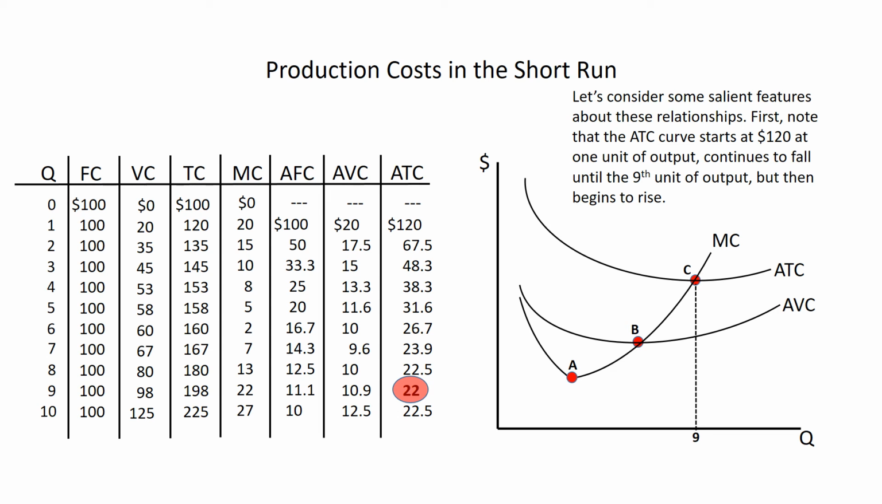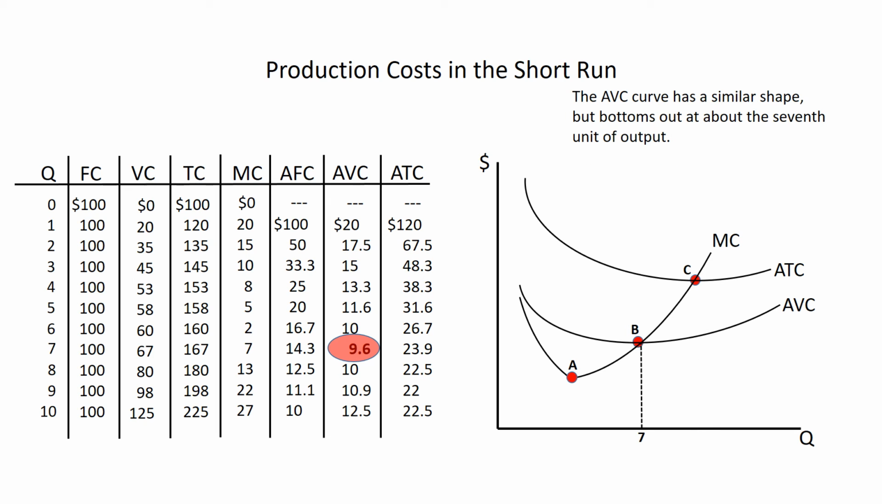Let's consider some salient features about these relationships. First, note that the ATC curve starts at 120 at 1 unit of output and continues to fall up until the 9th unit of output, but then begins to rise. The AVC curve has a similar shape, but bottoms out at about the 7th unit of output. The marginal cost curve bottoms out even earlier, in this case at about the 6th unit of output.